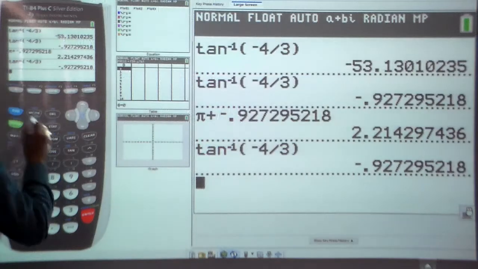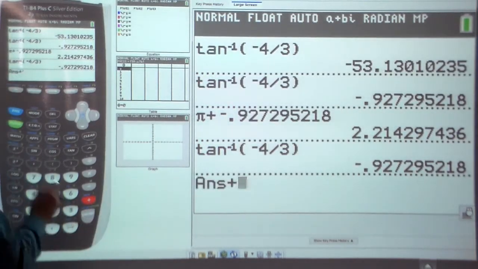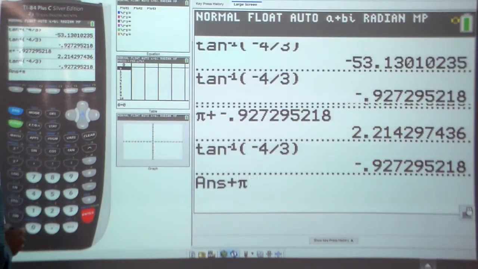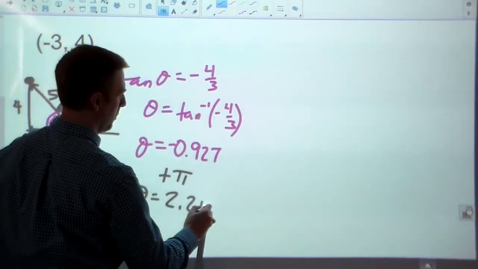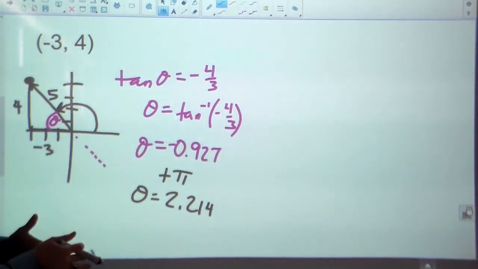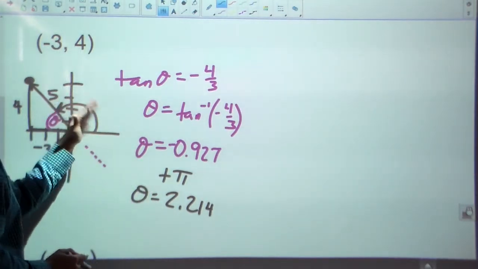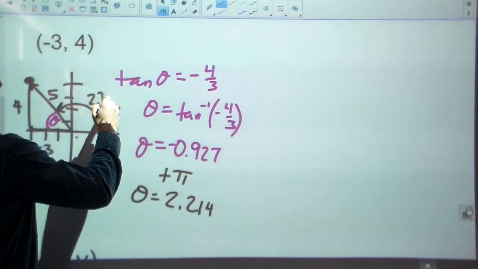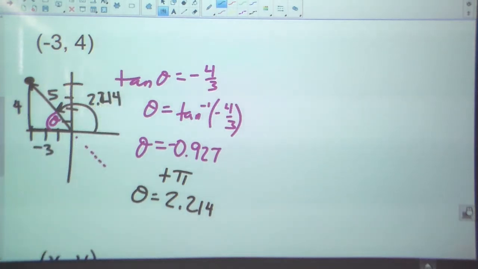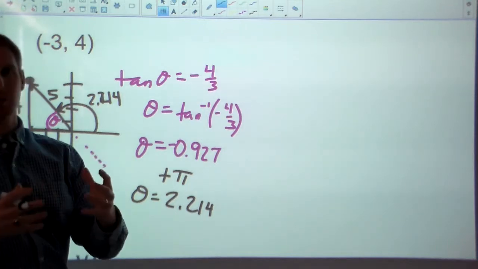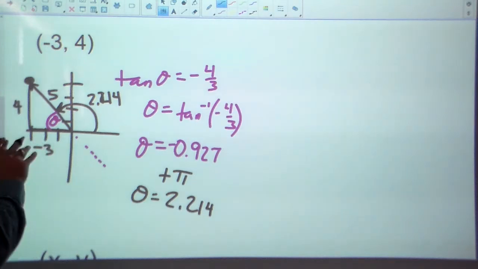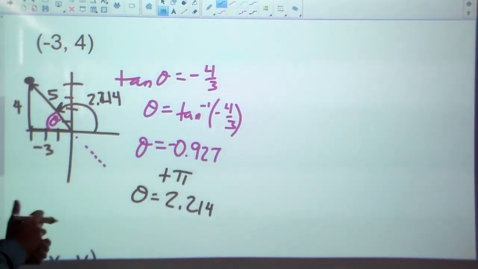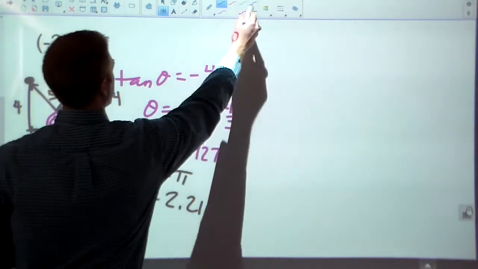And if I add pi to this result, it's going to give me about 2.214. So 2.214, that's the angle that I'm looking at right here. Let me just put that in there so that we've got it, 2.214. Again, you're not getting a nice unit circle type radian angle that's got a pi and it's a nice ratio. This is just an irrational decimal, and that's going to happen quite a bit in this section.